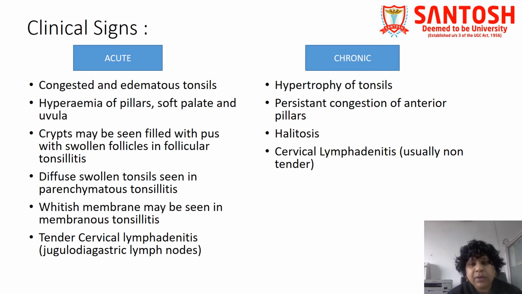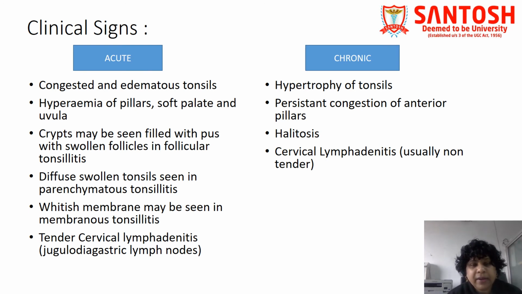Clinical signs, we get to see what we elicit in the patient. In acute, we see the congested and edematous tonsil. Then hyperemia of pillars, soft palate and uvula. Crypts may be seen filled with pus and with swollen follicles in follicular tonsillitis. Diffuse swollen tonsils can be seen in parenchymatous tonsillitis. Whitish membrane may be seen in membranous tonsillitis.